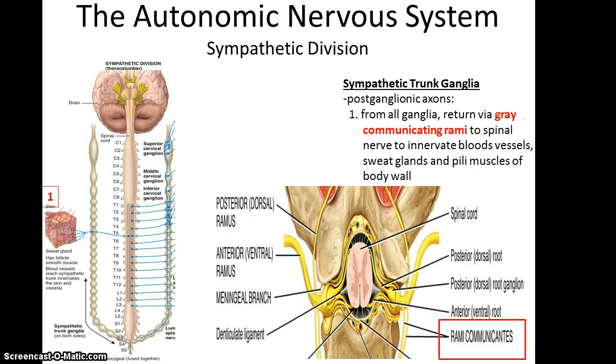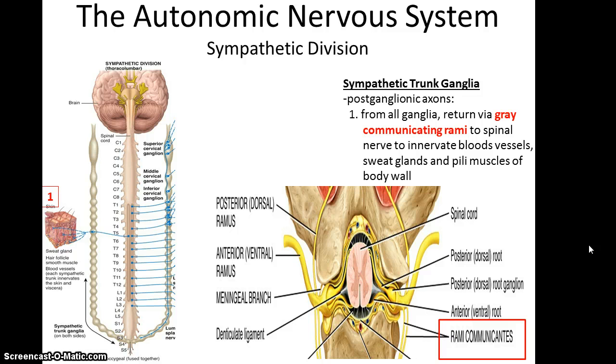So, the way that the preganglionic neurons leave the nervous system is through the rami communicantes to get to the trunk ganglion. It also then has the sympathetic post-ganglionic axons, which can return back to the main nerves through the gray communicating rami.